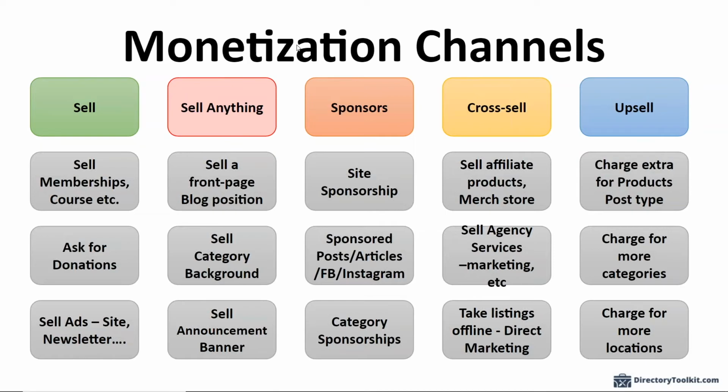Then you can cross-sell. We've already kind of talked about the different areas there on the axes. You can sell affiliate products, sell agency services that complement your niche, etc. And then you can also upsell, right? I would call it deconstructing your tier benefits that we talked about on the previous slide, and basically charge them more for allowing a certain post type, or for more categories, more locations, etc. So deconstructing, breaking some stuff out that you would normally put in a plan, and just charge for that separately.